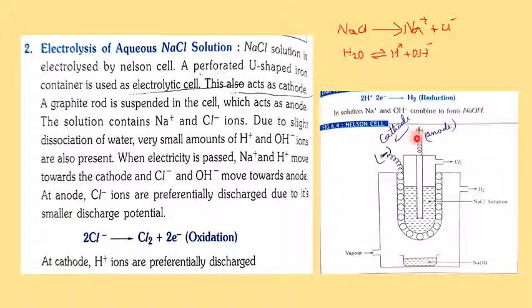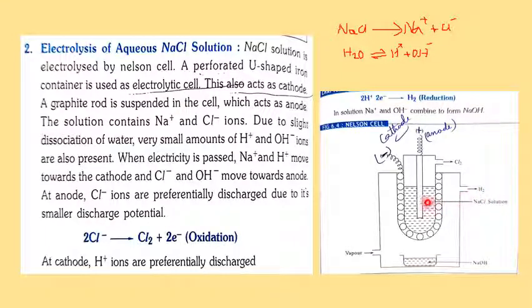Okay, when electricity is passed through the solution, NaCl dissociates into Na plus and Cl minus, and H2O also dissociates slightly into H plus and OH minus. So two types of positive ions are there, Na plus and H plus. These move towards the cathode, that is the U-shaped tube. Of these ions, only H plus ion is discharged preferentially due to its smaller discharge potential, and gains electrons to form H2. This H2 comes out through this tube.